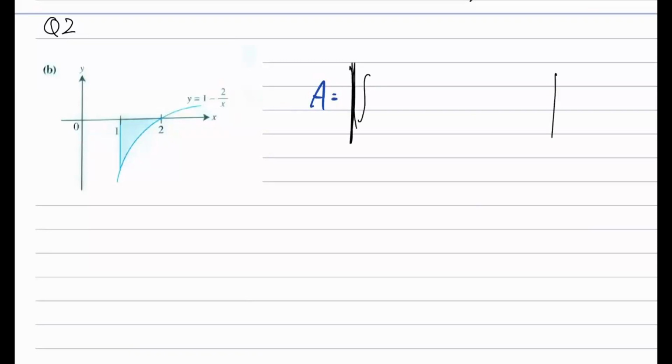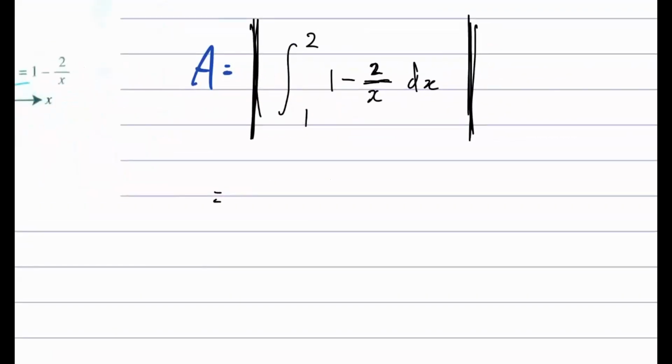Modulus first. Integral, upper limit to lower limit 1. Good. 1 minus 2 over x, with a dx. Exactly. Okay, good. So let's just calculate the integral. Integrate 1, you get an x. 2 over x, just do a bit of algebra at the side: 2x to the power negative 1. Minus 2 can factor out. Integrate x to the power negative 1. What do you get? Ln.